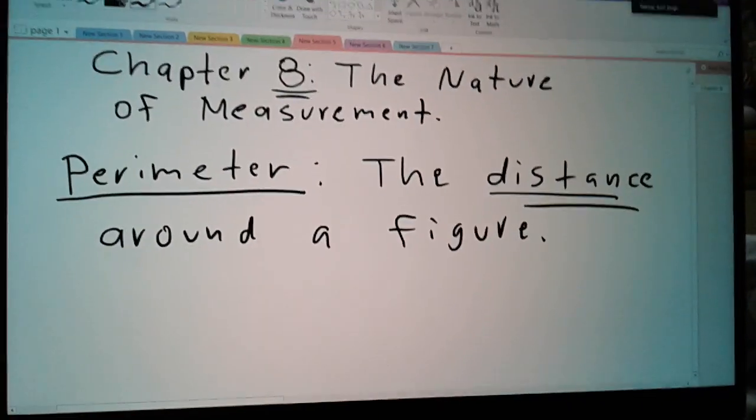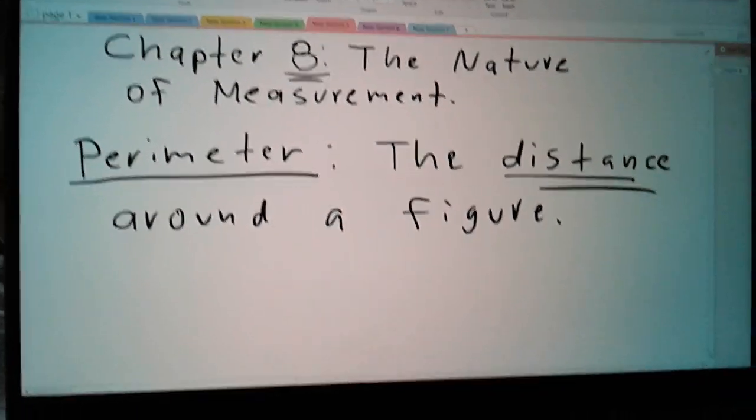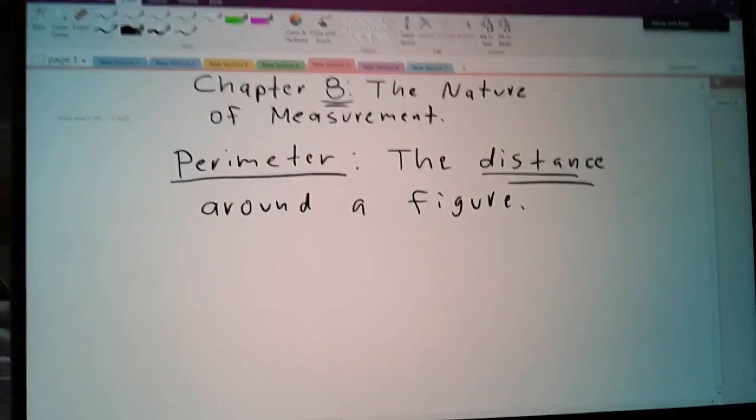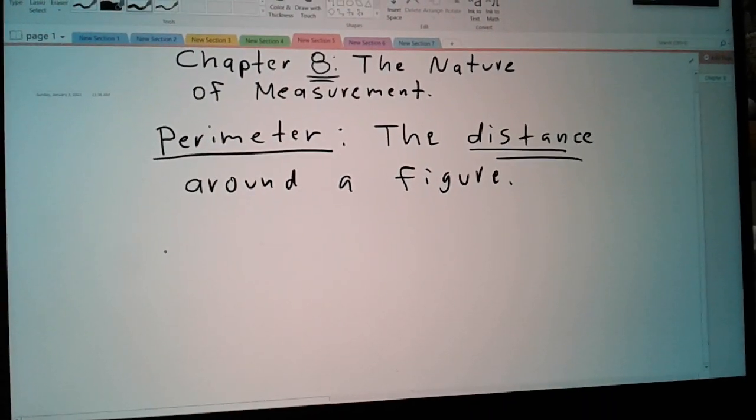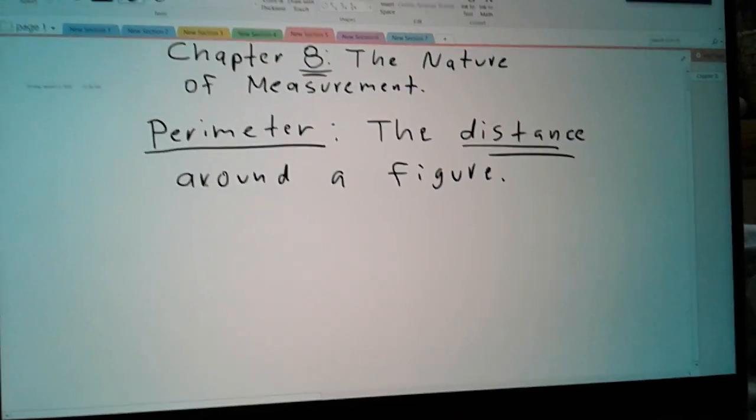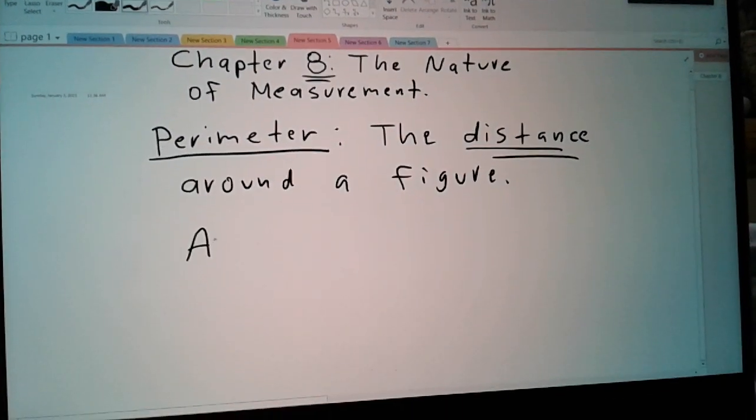So there's a lot of different types of shapes that we have in geometry. So let's look at some of those shapes. So we have perimeter, we also have area as well.